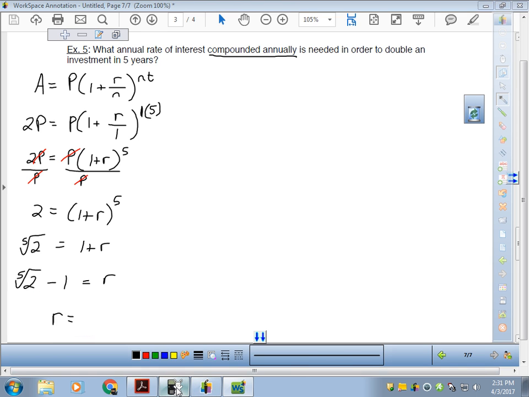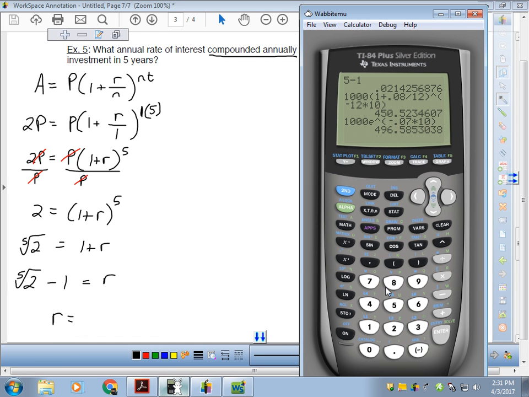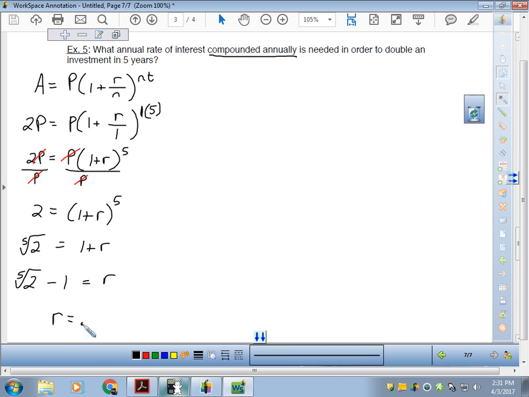Now, to do your 5th root in your calculator, the easiest way is to turn it into a fraction exponent. So this is 2 raised to the 1/5 power to do a 5th root. And then we're going to subtract 1. So there we go, 0.1487, I guess. Which, if we turn it back into a percentage, is 14.87%.